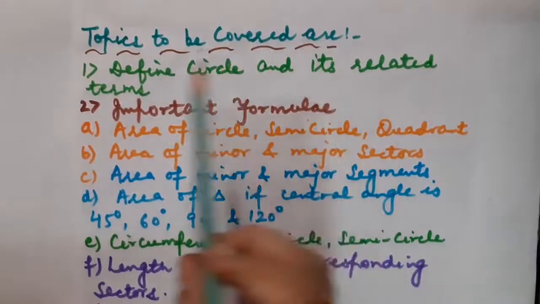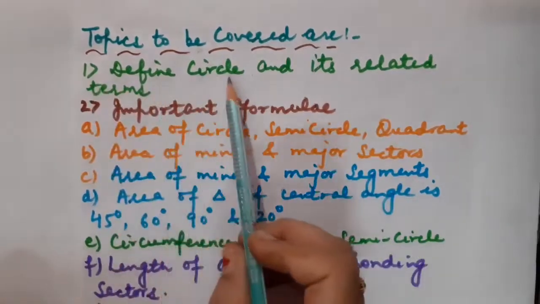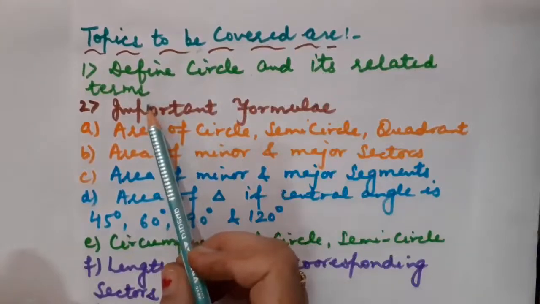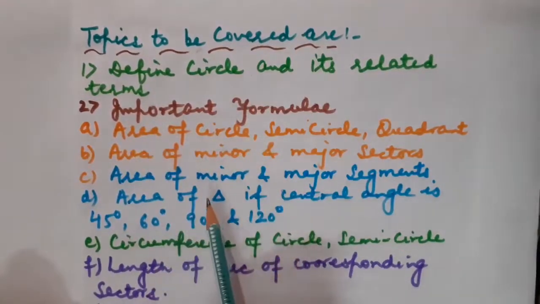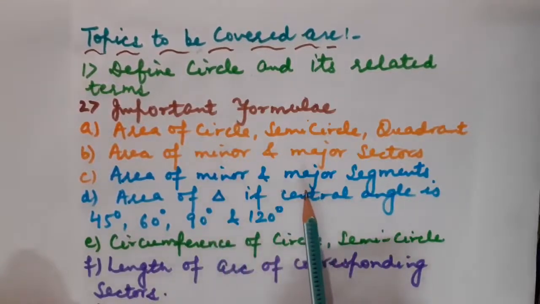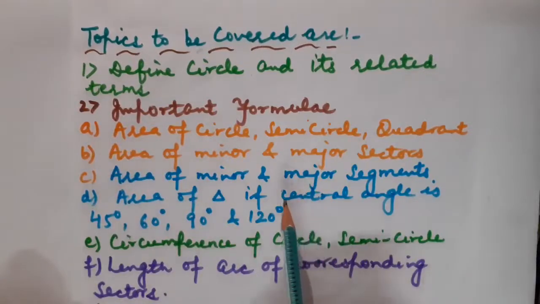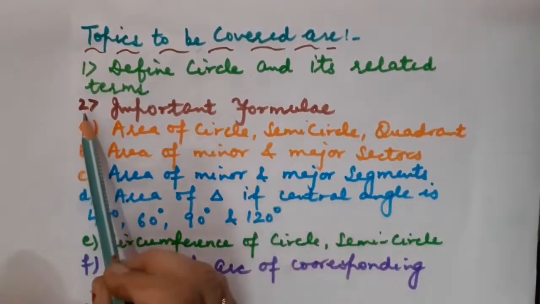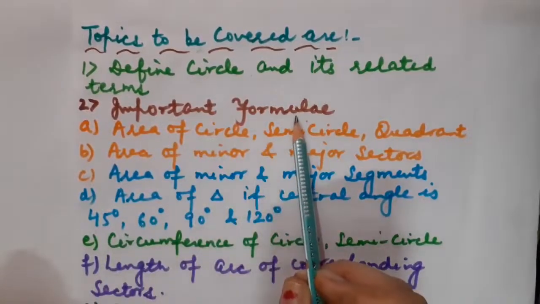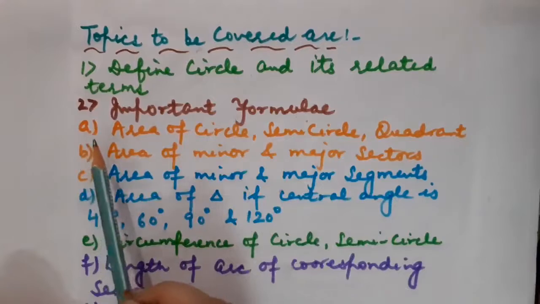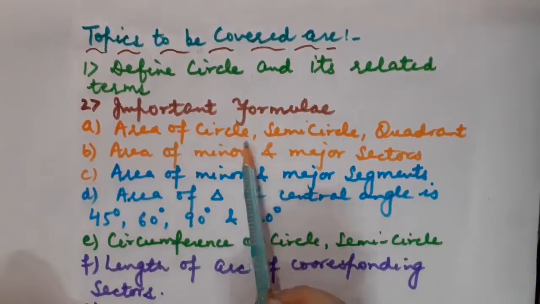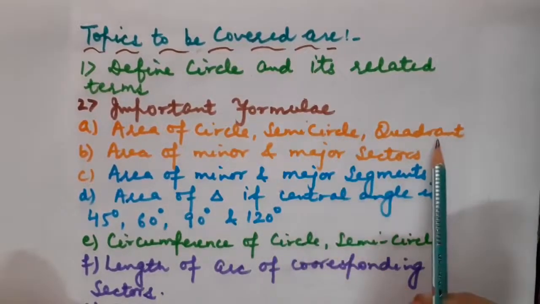to circles are: number 1, I will make you recall the definition of circle and all its related terms like radius, diameter, chord, arc, circumference, semicircle, minor, major sector, minor and major segment, secant, etc. Okay. Then second, I will make you learn all the important formulae. Which ones are those formulae? I will make you revise area of circle, area of semicircle, area of quadrant.